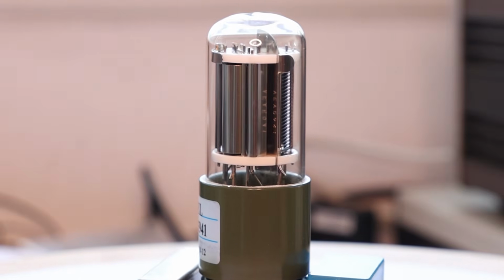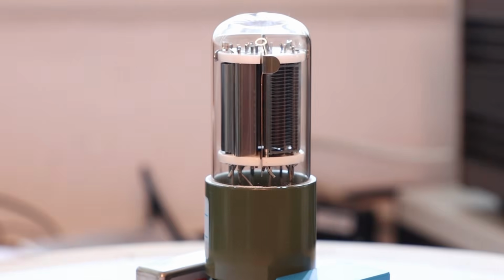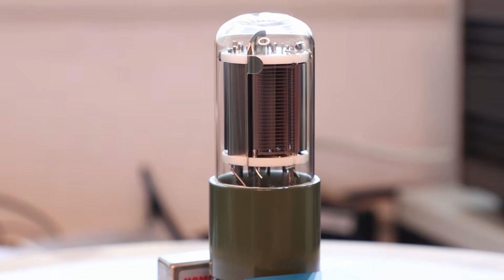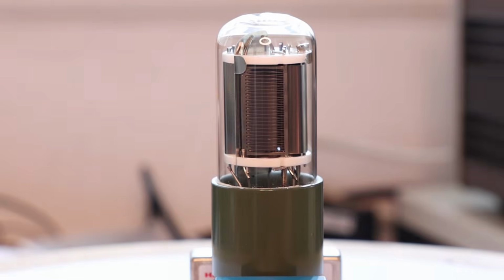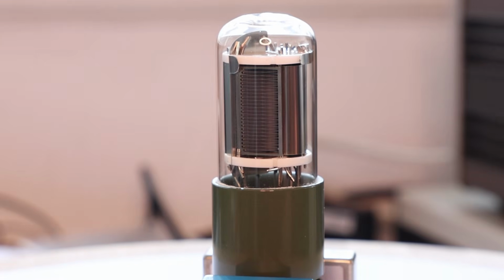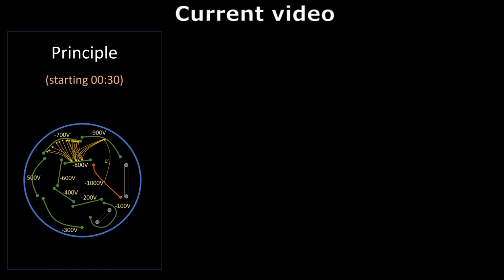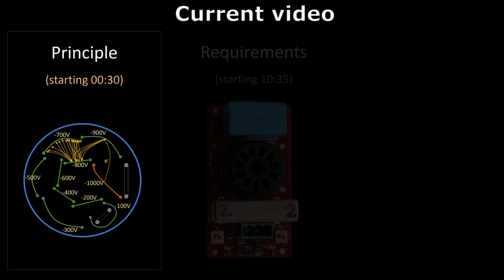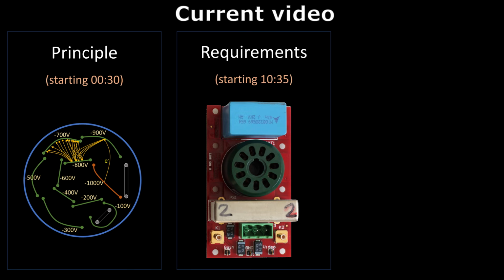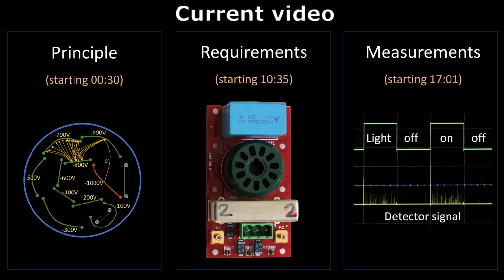Hey everyone! Today I want to discuss a type of single photon detector called a photomultiplier. It's actually the first video of two about single photon detection. In the current video I'll discuss the principle of operation, what you need to actually work with this device, and take a look at what detecting photons with a photomultiplier actually looks like.